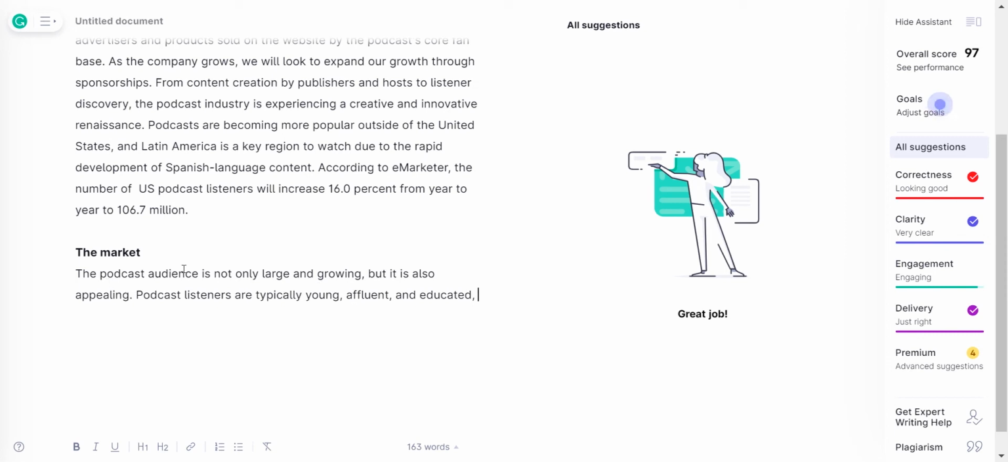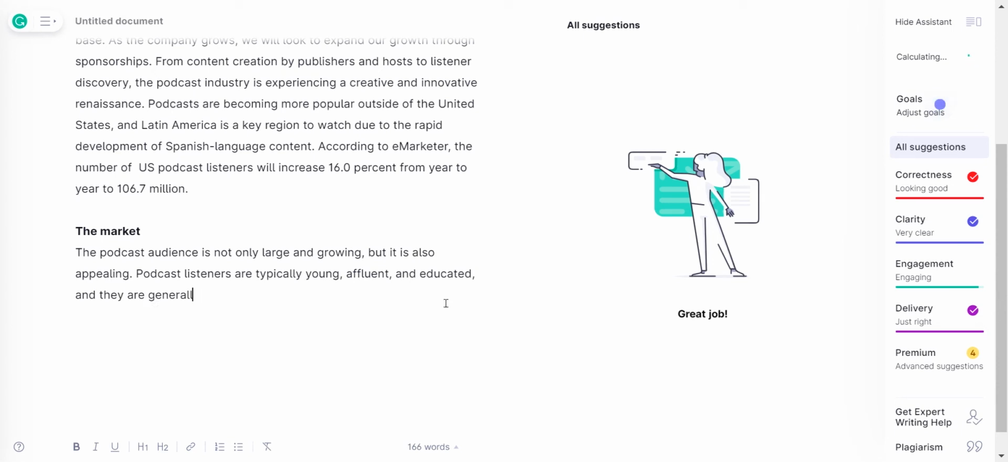So we have here, the podcast audience is not only large and growing, but it is also appealing. Podcast listeners are typically young, affluent, and educated, and they are generally open to advertising, which is true, because usually when they're watching advertisements, they actually do watch them, especially if it's a good advertisement. The way the advertising has to be done is where it doesn't seem so generic. It has to be kind of like just regular advertising. The advertisements put on podcasts are usually just the person talking about the ads, rather than showing a commercial. It's also very low cost for most businesses looking to advertise with people who have a podcast.